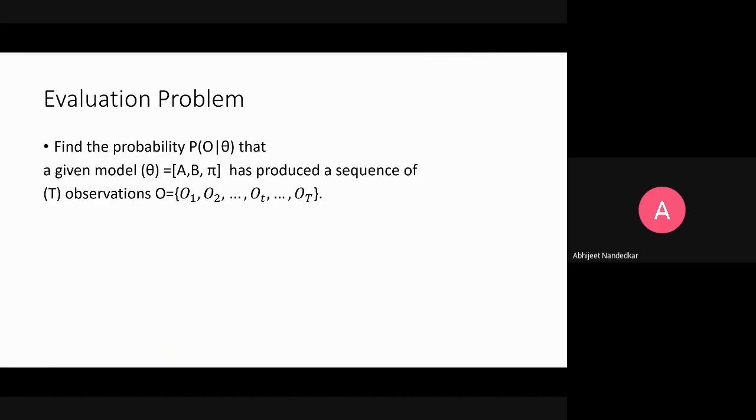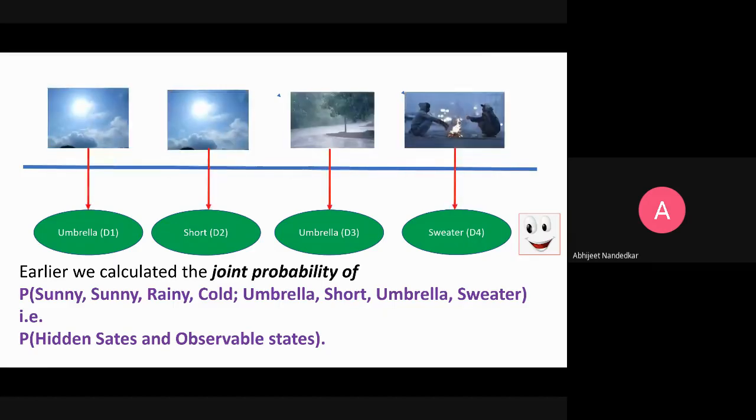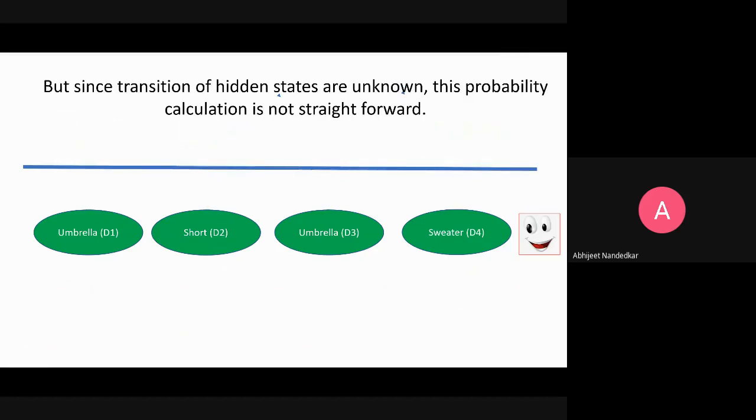Now we will deal with the evaluation problem. Find the probability that a given model theta has produced a sequence of observations O1, O2 up to OT. So the length of the observation is capital T. Earlier we calculated the joint probability, that is, of hidden state and observable state. But since the transitions of hidden states are unknown, this probability calculation is not straightforward.